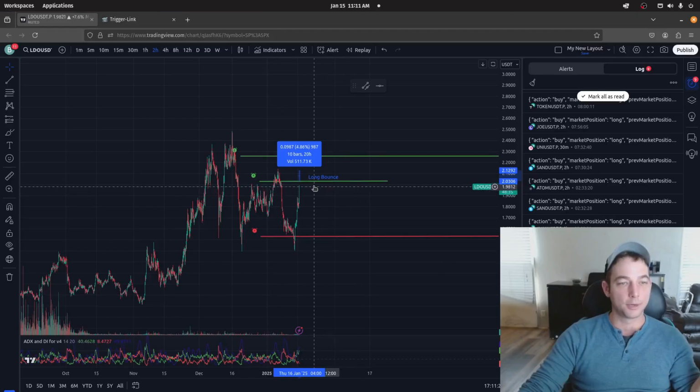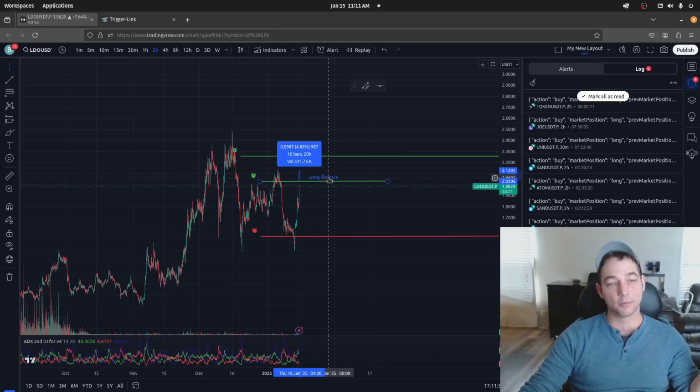And I think if it breaks through this line, we're probably going to have at least a 4% move into the top of this. I like to shoot for something that's going to be at a very minimum 3%. If I get a 3% move, it locks in my 1.5% profit, and I'm not going to be in a loss.